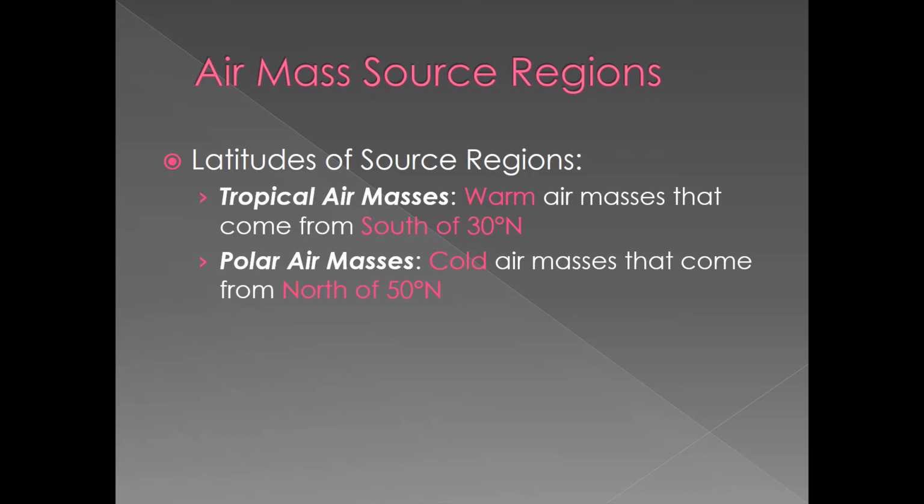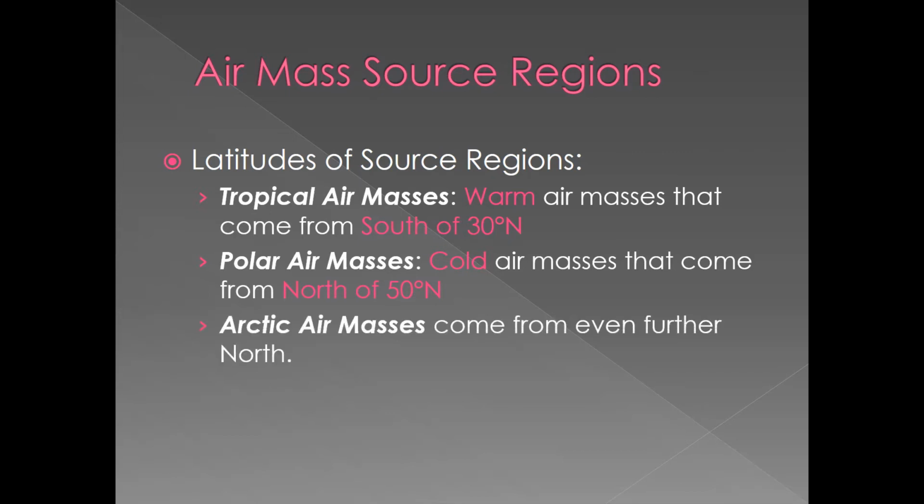And then finally, there are what are called Arctic air masses, and these are air masses that originate pretty much right over the poles. These are very deep polar air masses. They're extremely cold, much colder than even regular polar air masses. And so these are the three latitudes we look at: tropical, polar, and Arctic. Tropical are warm, polar are cold, Arctic are very cold.